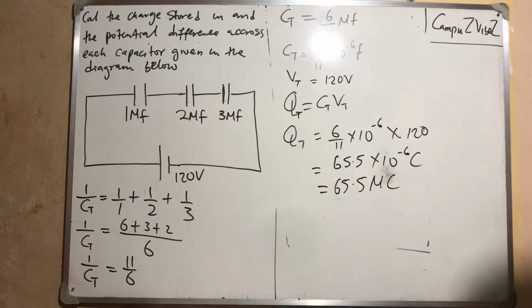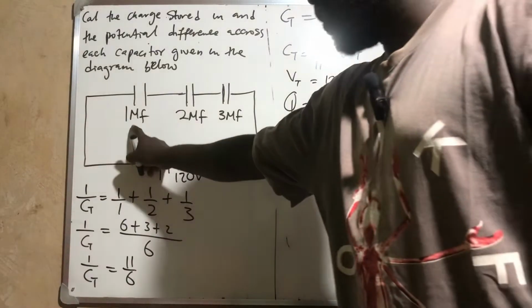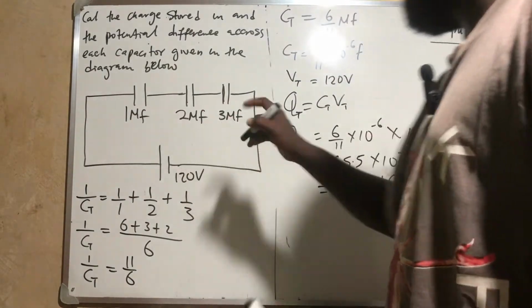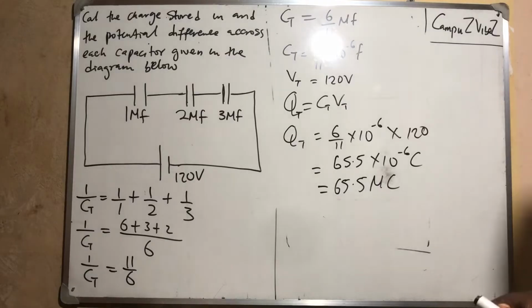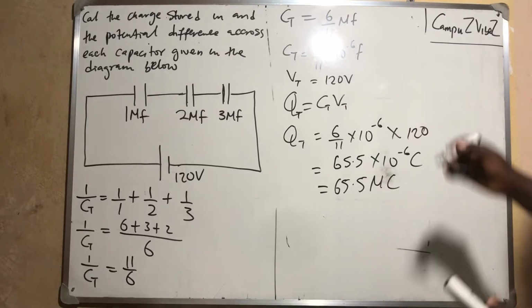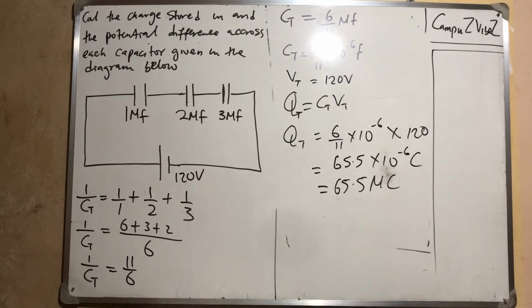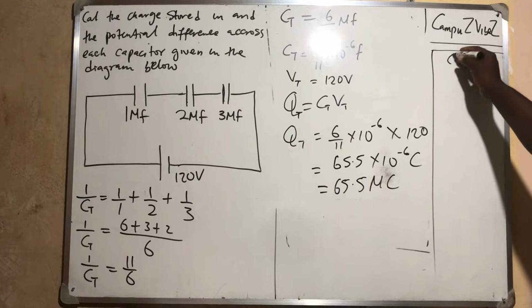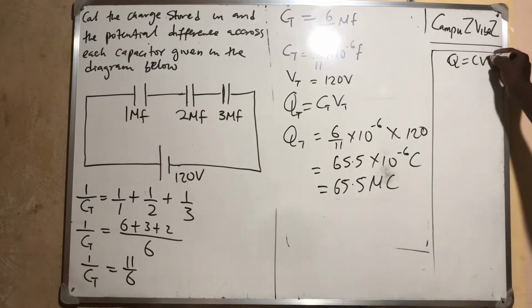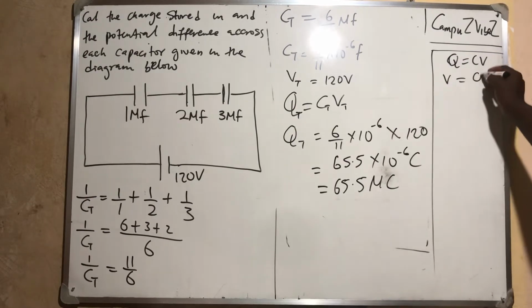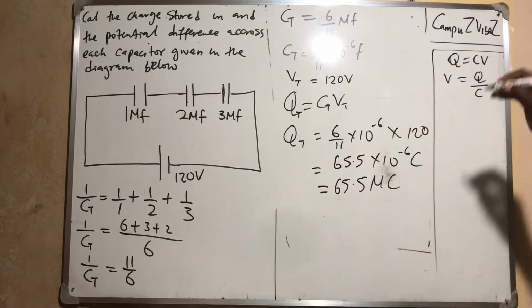So the charge stored in C1 is the same, in C2 is the same, in C3 is the same. So now we can calculate the potential difference across each of them. But I know that capacitors always store charge. Q is equal to CV. So my V is equal to Q over C.